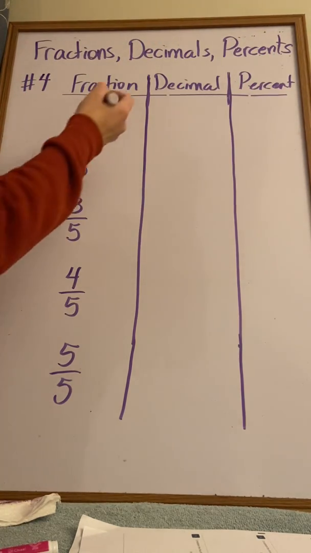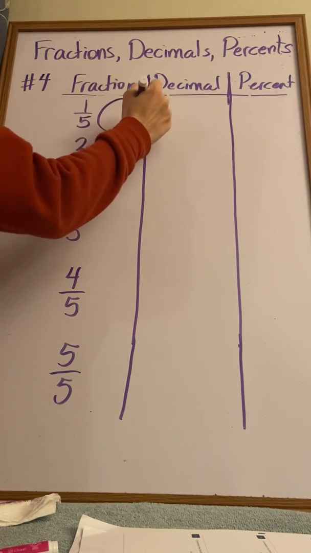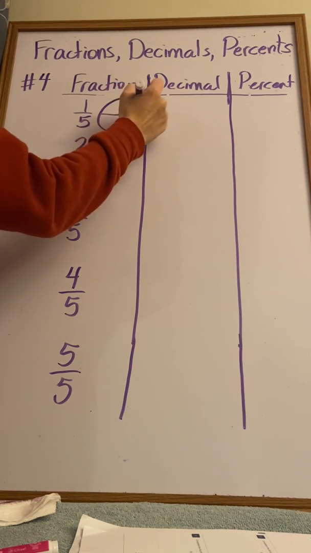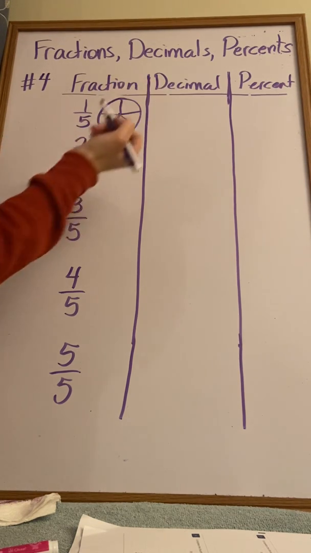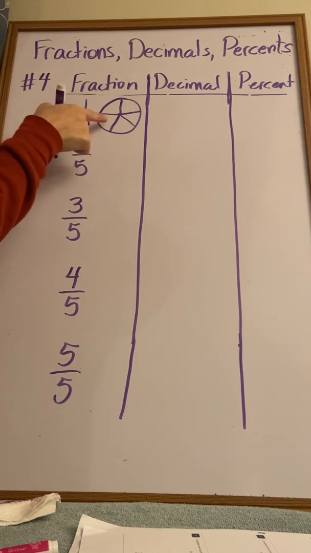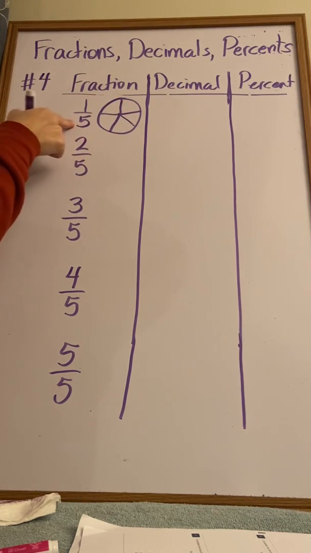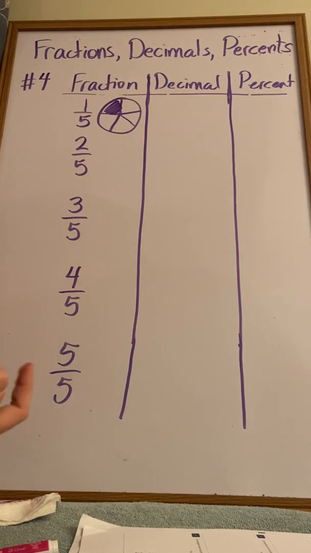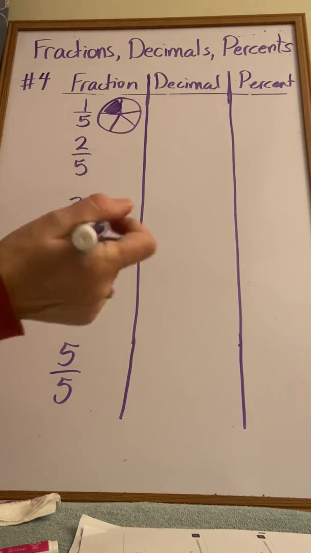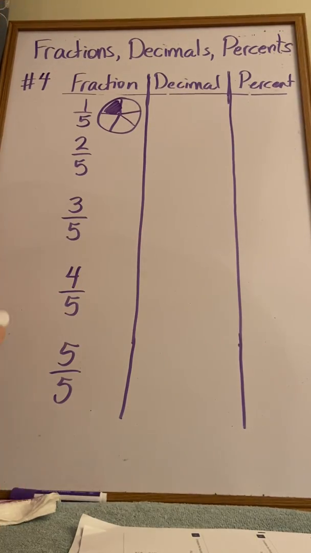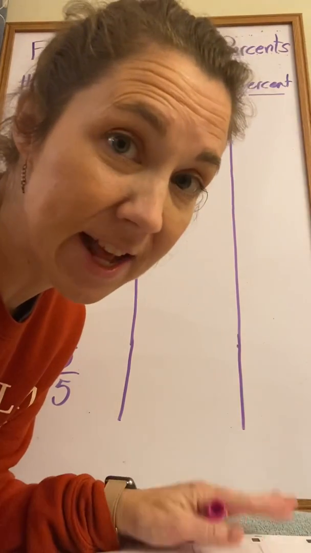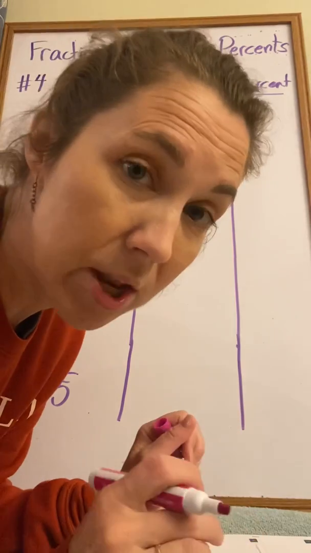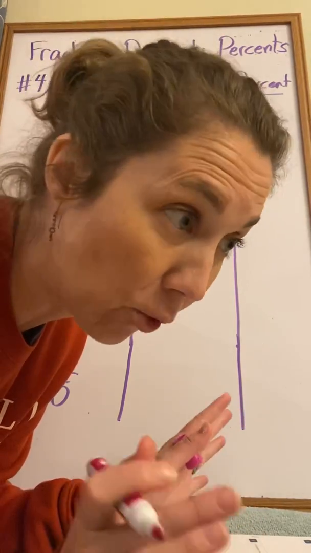All right, so 1/5, we've got one cake, and that cake has been cut into 5 equal pieces, and because the denominator is now 5, we get to eat one of those pieces of cake. Now we want to put that in decimal form. In decimal form, we can put any fraction in decimal form by dividing it. You can divide it, or you can use an equivalent, you can use a proportion.